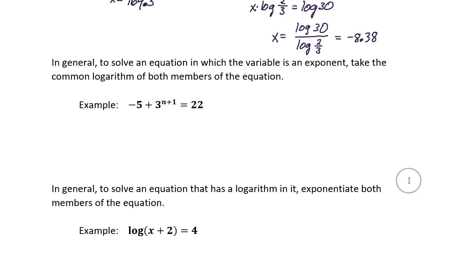In general, to solve an equation in which the variable is an exponent, take the common logarithm of both members of the equation. Let's do one more example of that. Let's say we want to solve this equation for n, and n is located in the exponent. First step, add 5 to both sides. So we have 3 to the n plus 1 is equal to 27.